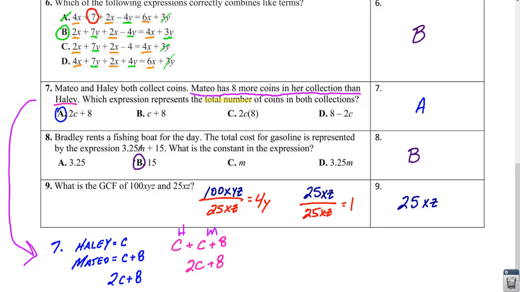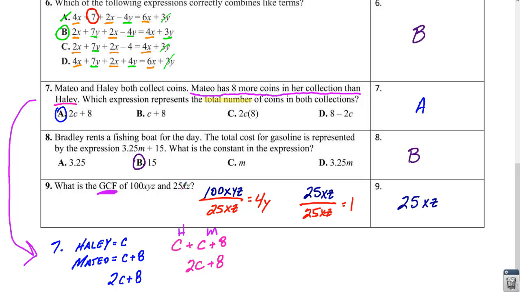Number 9, what's the GCF, or greatest common factor, of 100 XYZ and 25 XZ? Remember, greatest common factor is the biggest value that goes into both. So, for example, if you were doing 8 and 12, the greatest common factor is 4. 4 is the biggest number that goes into 8 and also goes into 12. One of the things you always want to do when looking at GCFs is ask yourself, does the small value go into the large value? And that's what I did here with my work.